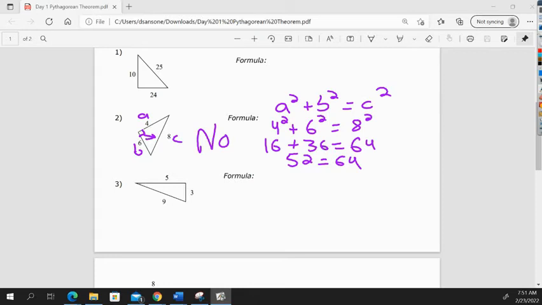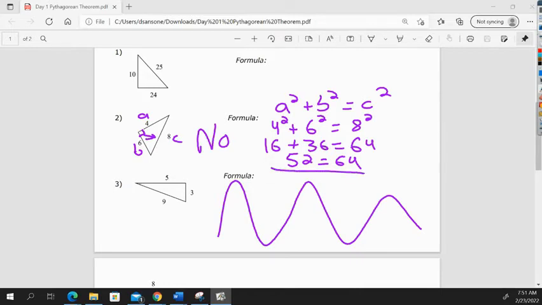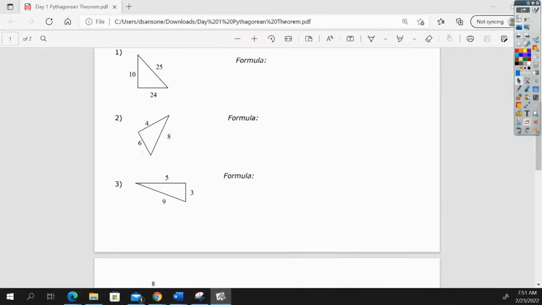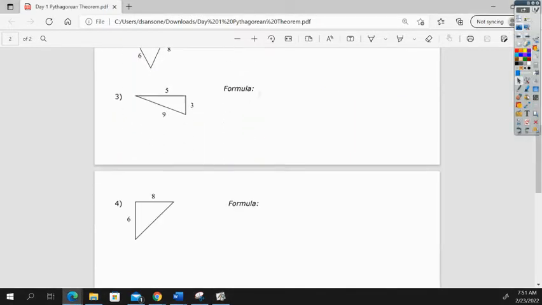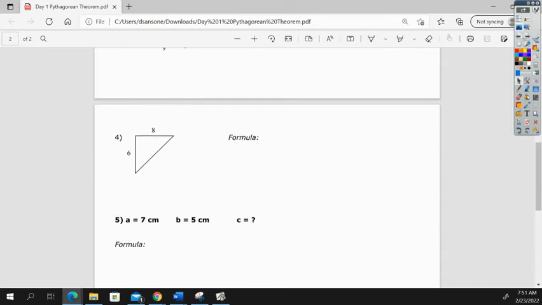Number 3, if we tried number 3 as well, that wouldn't work out. So I'm going to allow us to skip number 3. 3 also would not work, but it's going to be the same thing. What we're looking for is two sides that equal the same thing. And as we go down, we'll find some. So we're going to skip 3, and we're going to go to 4.